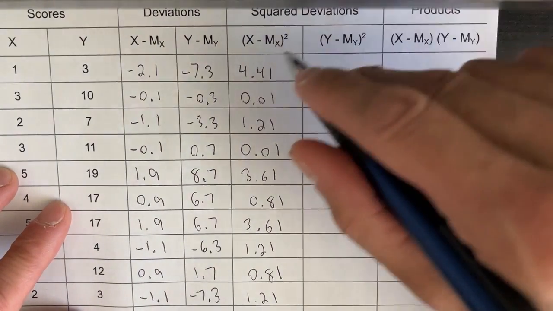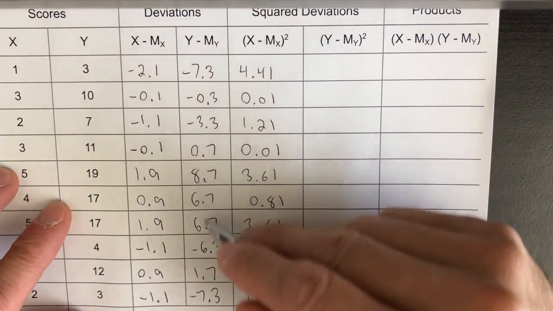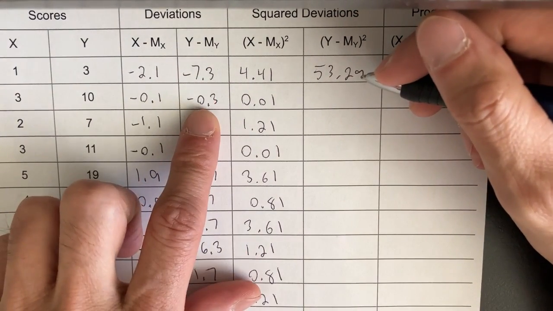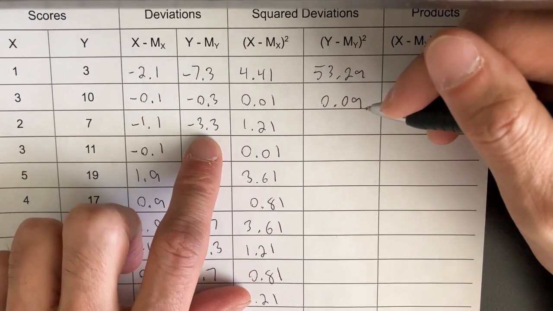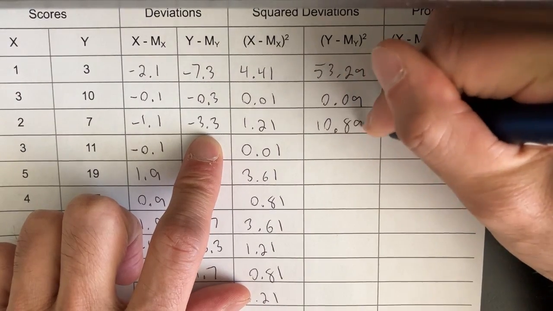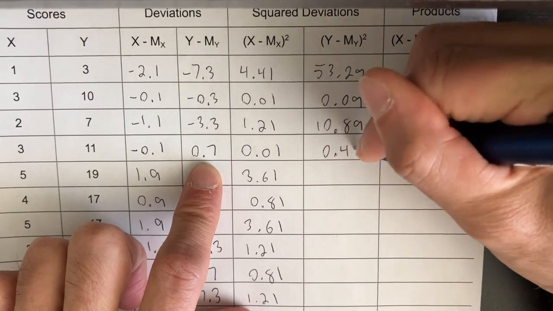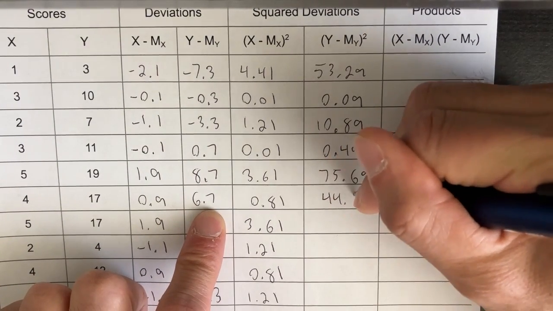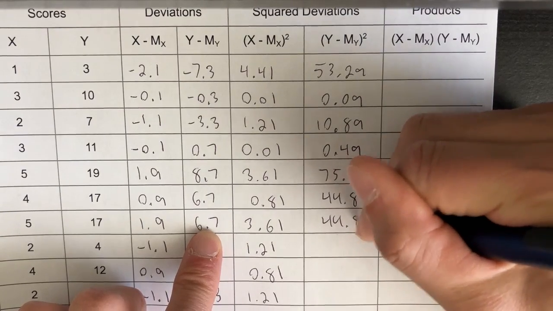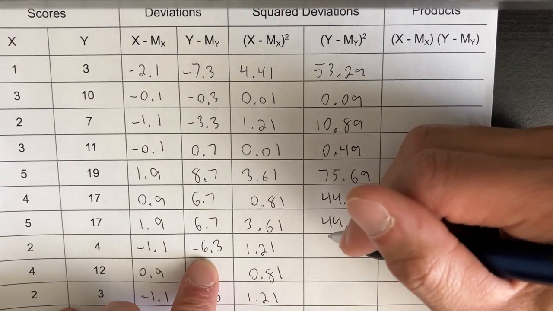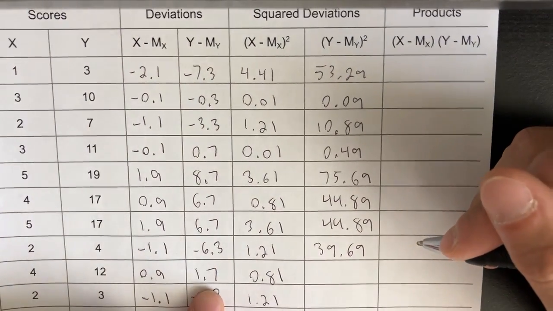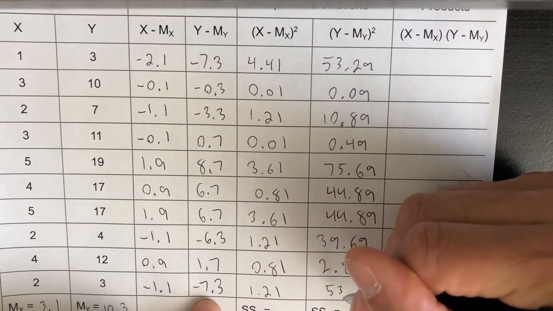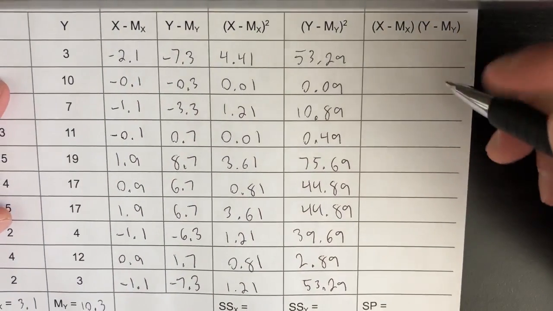So we're going to do the exact same thing now and square this column here, the y minus m subscript y columns. Negative 7.3 squared is 53.29. Negative 0.3 squared is 0.09. Negative 3.3 squared is 10.89. 0.7 squared is 0.49. 8.7 squared is 75.69. 6.7 squared is 44.89. Again, 6.7 squared is 44.89. Negative 6.3 squared is 39.69. 1.7 squared is 2.89, and negative 7.3 squared is 53.29.